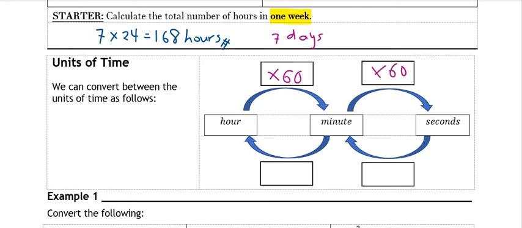When we try to do the reverse, which is from seconds to minutes, the reverse of multiplication is division. So you have to divide the seconds by 60 to get the minutes. And similarly, you have to divide minutes by 60 to get the amount of hours.